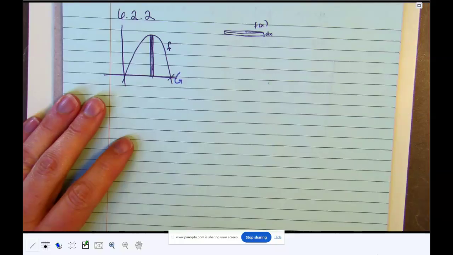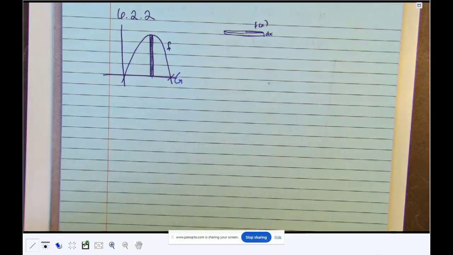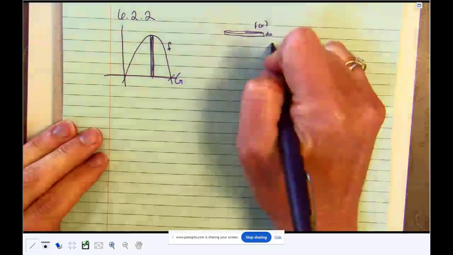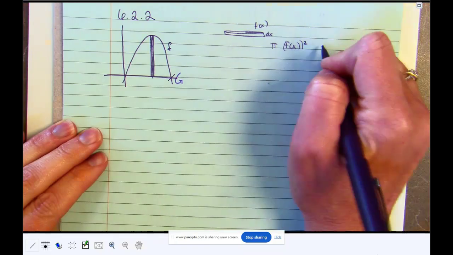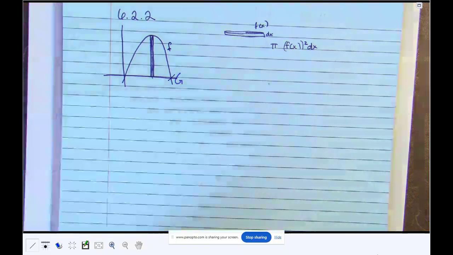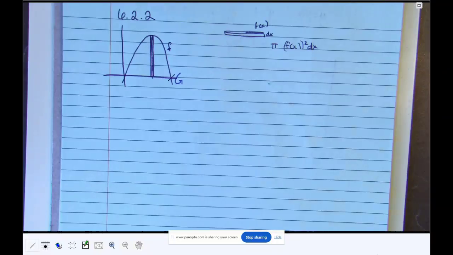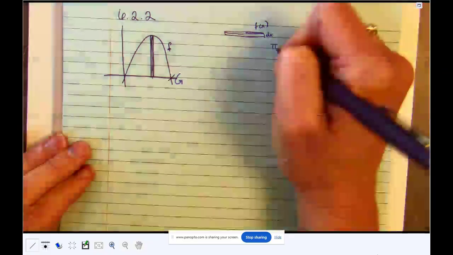No. Pi r squared times height. Pi r squared times the height. Cylinder, right? Pi r squared times the height. So pi times f of x squared times the height, which is dx. That's the volume of one cylinder, and then we would do the integral to get all of them.